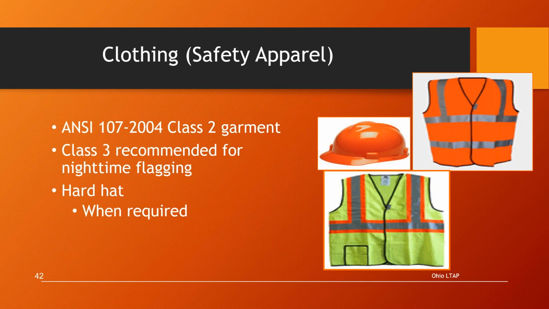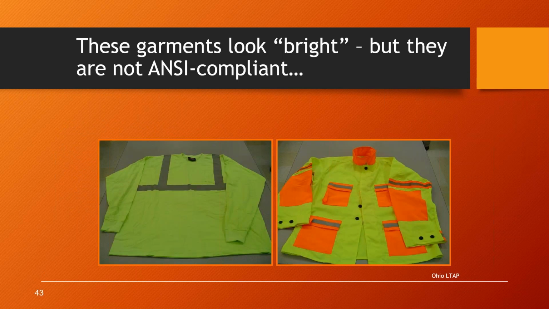So here's some examples of your proper apparel. Those are Class 2 garments, but some states actually require Class 3 garments now, like Virginia. They're always way ahead of other states in safety requirements. So a Type 3 usually means you have the trousers with the vest.